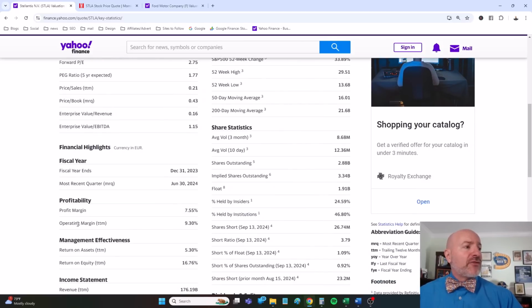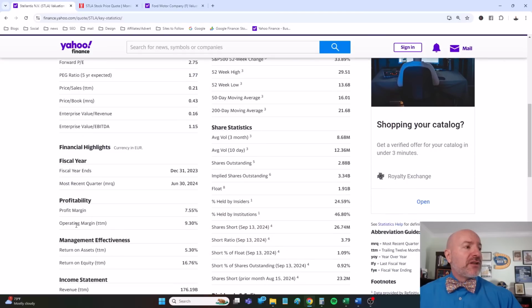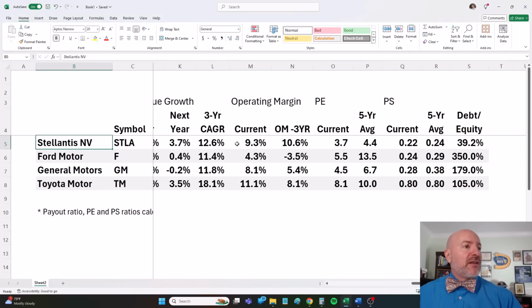Okay, so profitability, we're here on the statistics tab. For Stellantis, we see profitability operating margin is 9.3%. Okay, so we're going to update there. 9.3% is our current operating margin.